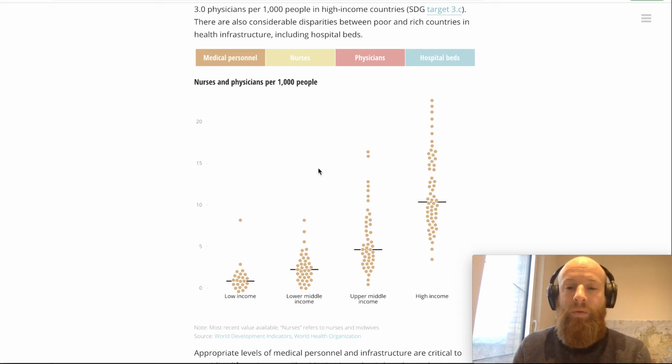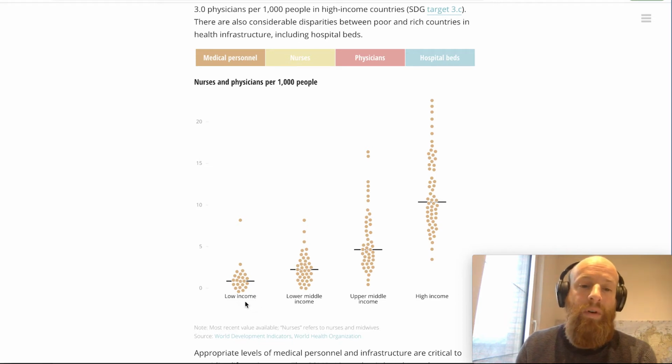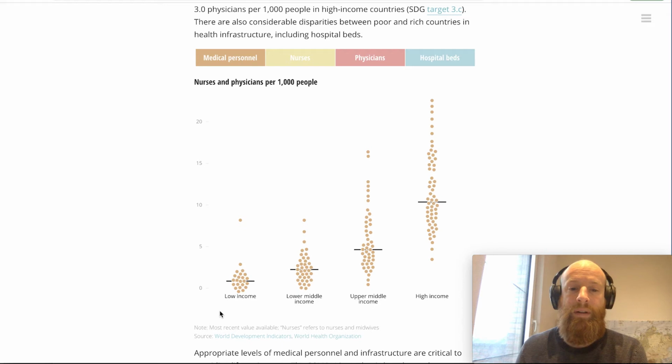And countries are grouped into four categories, and these are categories defined by the World Bank, so they are using these categories a lot in their publications. So you have the low income countries, lower middle income, upper middle income, and high income countries. And you can clearly see that the higher the income, the more medical personnel countries have on average. These little black lines are not showing the average, they are showing the median, but you can see that the median number of medical personnel is higher in high income countries.